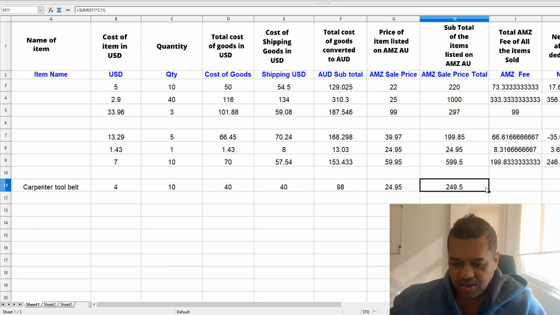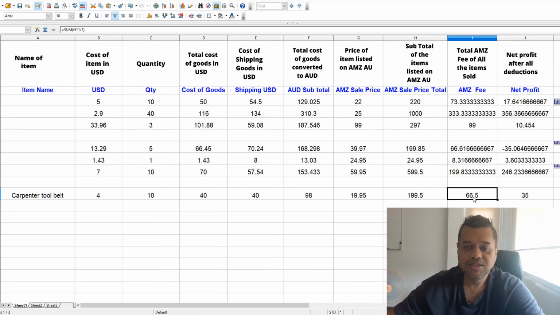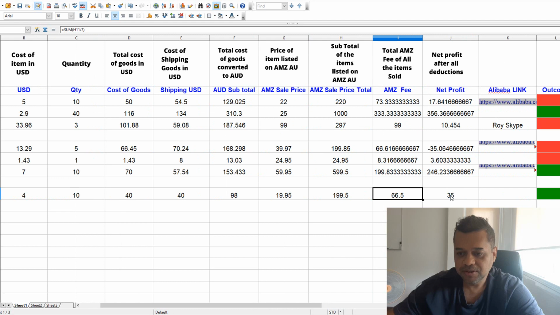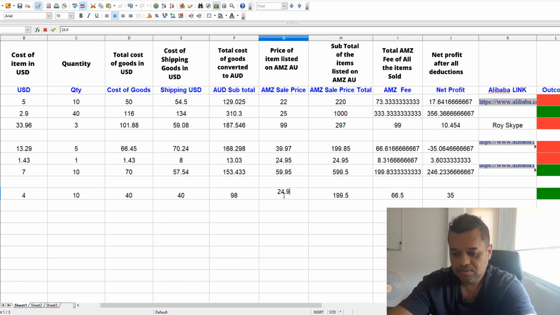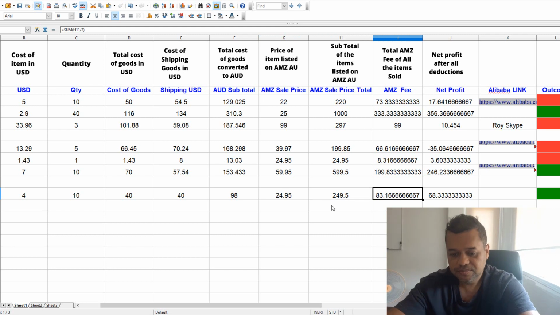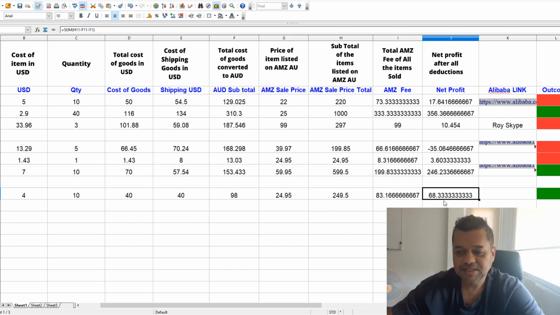$249.50. Sorry guys, my computer cut out, so I had to reshoot. The total Amazon fee for all the items is $66.50. This is what Amazon's going to charge me to sell the items on their platform, okay? And then if we look at the net profit at $24.95, the net profit would be about $68.